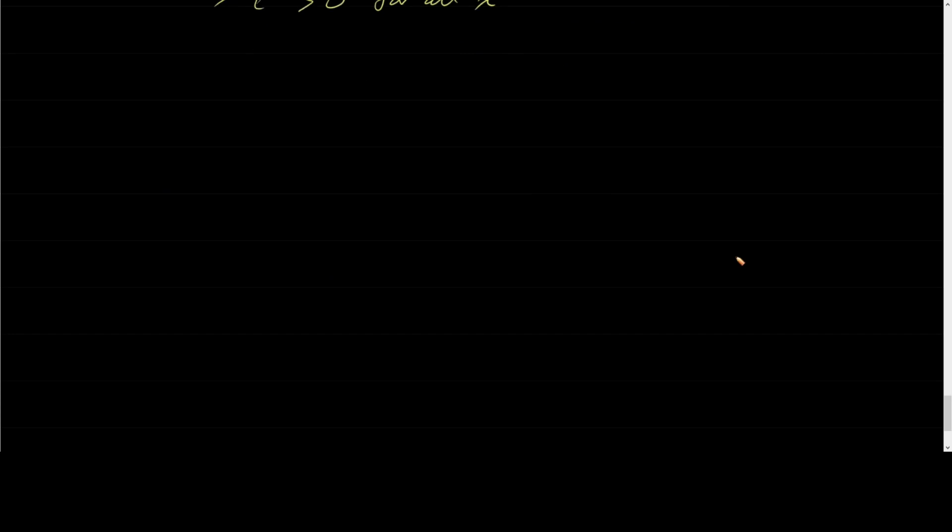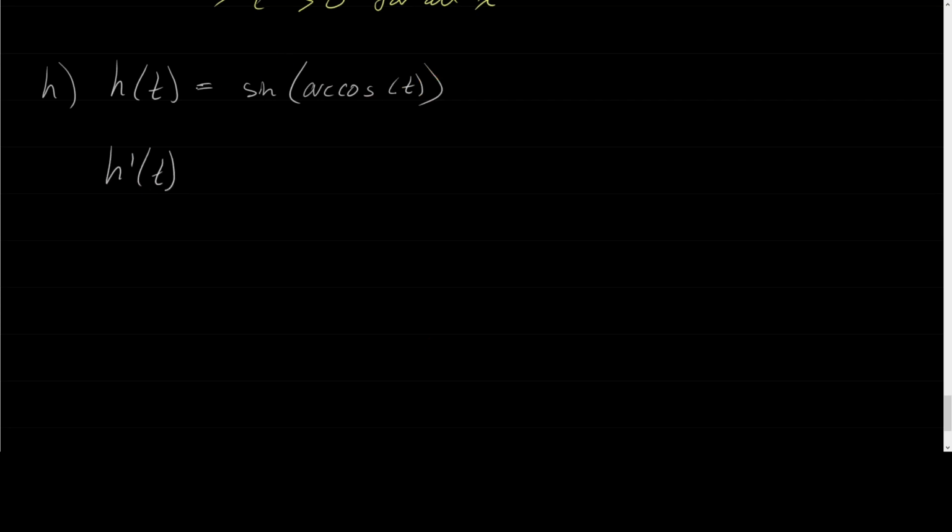All right. Next one, h. Let's say that h of t were equal to sine of arc cosine of t. All right. So here we go. Well, h prime of t. The derivative of sine is cosine, so we get cosine of arc cosine of t. But then by the chain rule, times the derivative of the inside, the derivative of arc cosine.